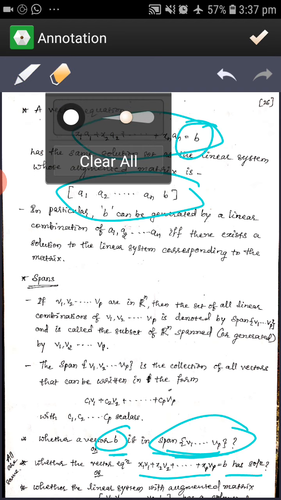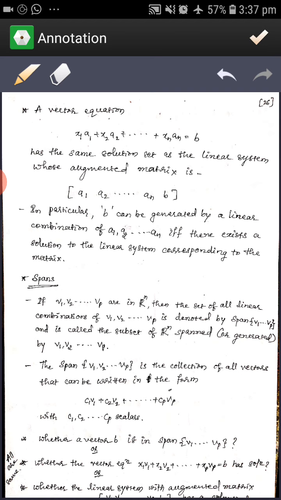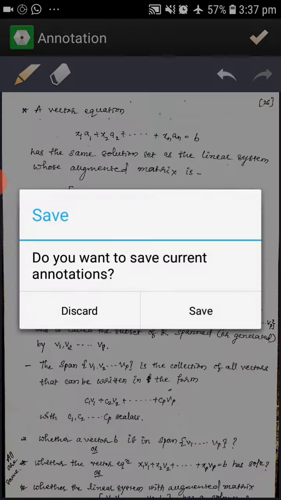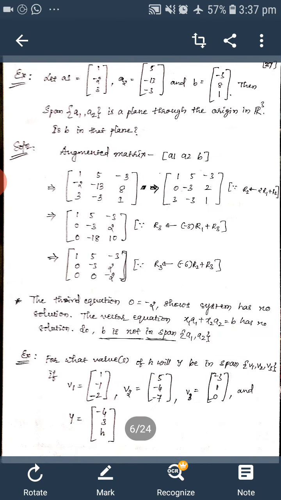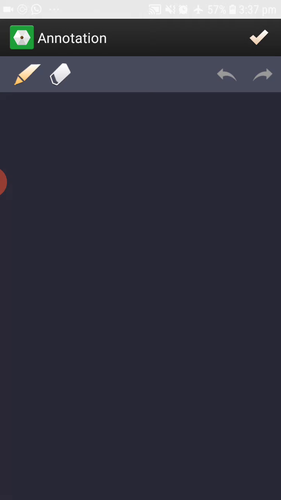Whether b is a linear combination of v1 and v2, whether b is in the span, whether this has a solution, or whether this augmented matrix has a solution. All these are different ways of asking the same problem. So now we start some of the problems.